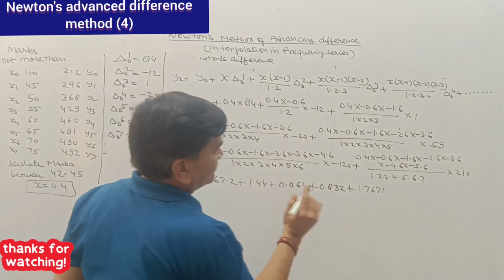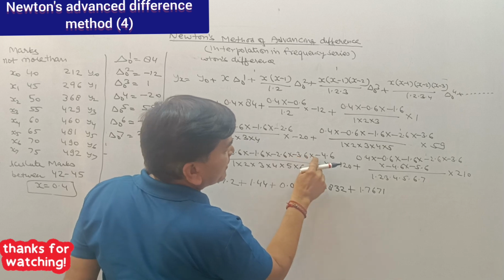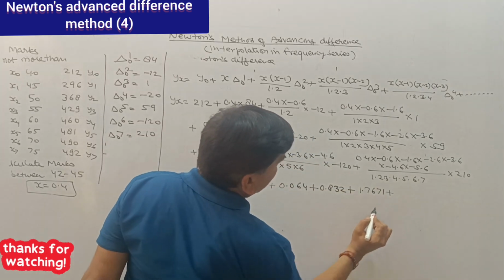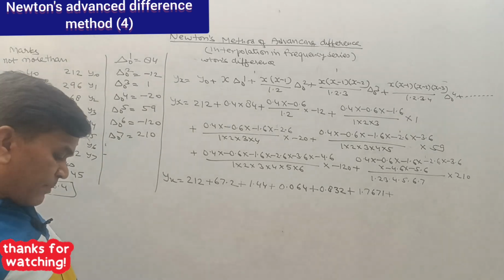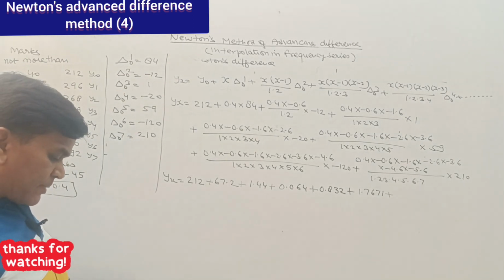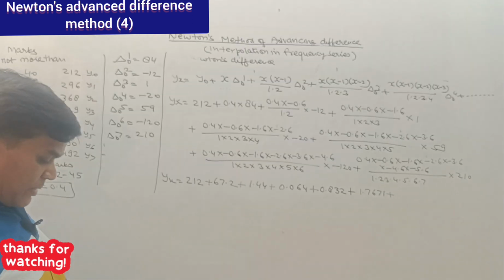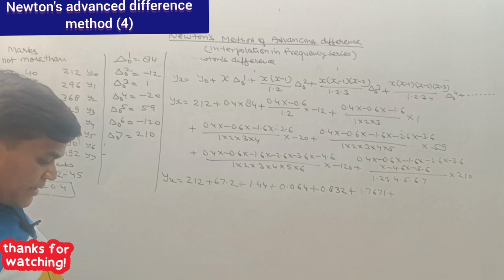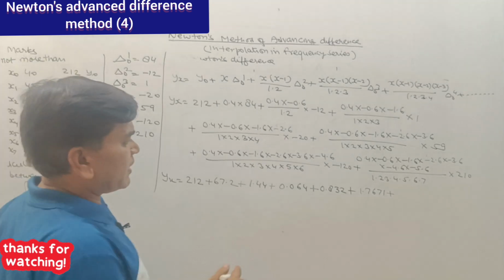Now come here. 1 minus 2 minus 3 minus 4 minus 5 minus 6 minus, so the value will be plus. 0.4 multiply 0.6 multiply 1.6 multiply 2.6 multiply 3.6 multiply 4.6 multiply 120 divided by 6 divided by 5 divided by 4 divided by 3 divided by 2. So 2.7555.